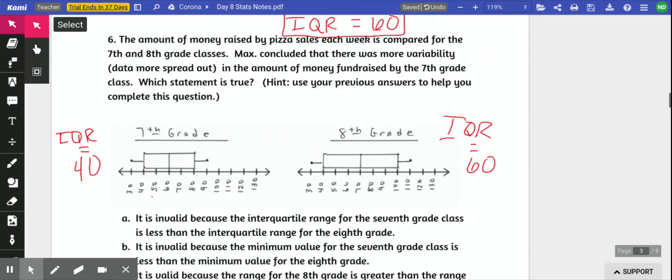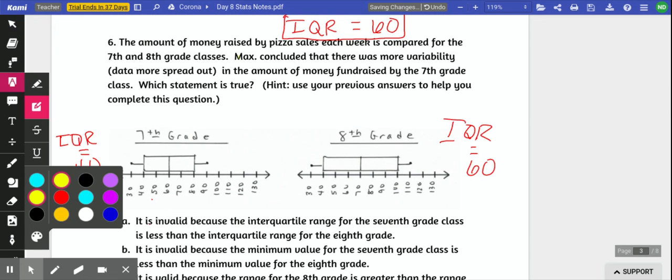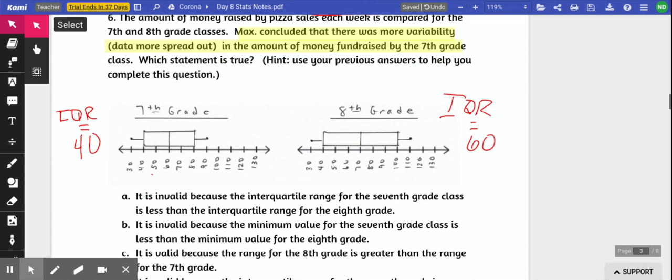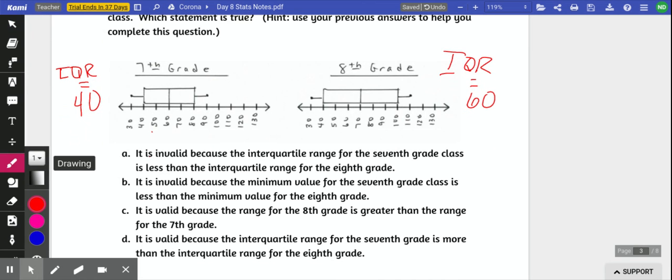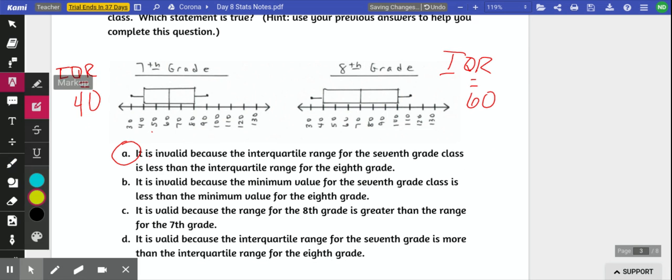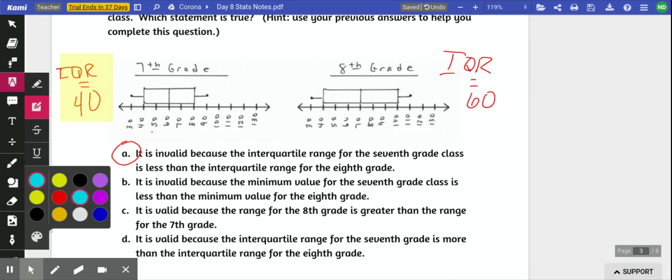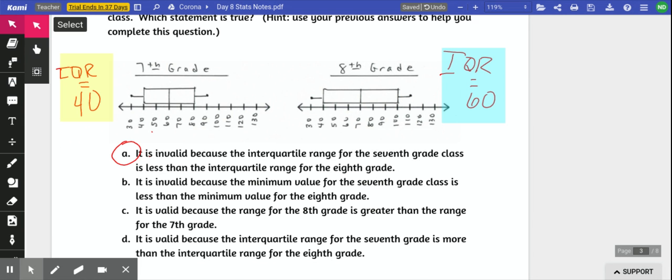So again, what we have to pay close attention to is the fact that Max concluded that there was more variability or more data spread out in the amount of money fundraised by the 7th grade. So we got to read through these answer choices. Choice A says that is invalid because the interquartile range for the 7th grade class is less than the interquartile range for the 8th grade class. And that is absolutely correct because our interquartile range for the 7th grade was equal to 40, and the interquartile range for the 8th grade was equal to 60. Again, the higher the interquartile range, the more the data is spread out. So choice A is our answer.